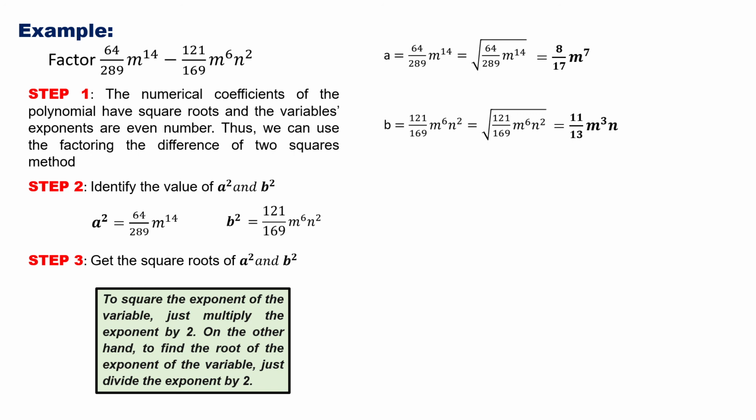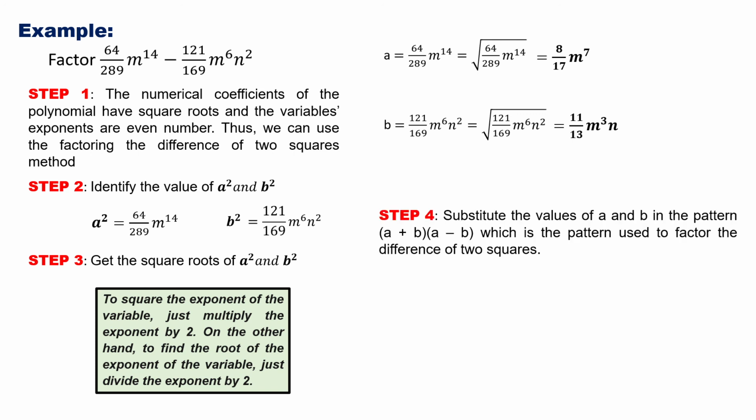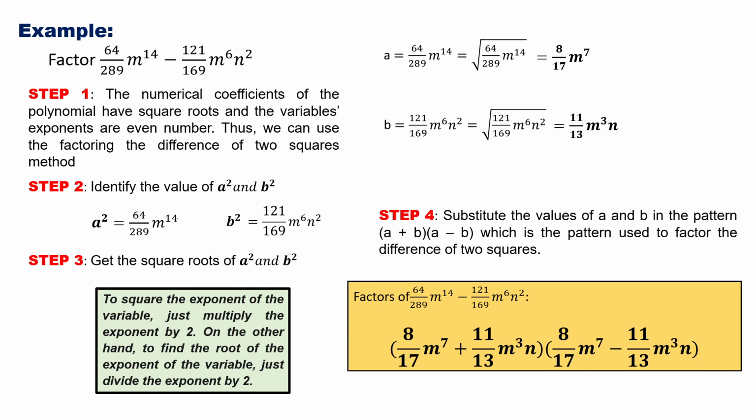We have now gotten the values of our a and b, so let us substitute them in our pattern a plus b and a minus b. We will have the factors of our given binomial: 8 over 17 m raised to the power of 7 plus 11 over 13 m cubed n, and the other factor is 8 over 17 m raised to the power of 7 minus 11 over 13 m cubed n. And that's it. That is the factor of our given polynomial. That's all, I hope you learned something. See you in our next video.